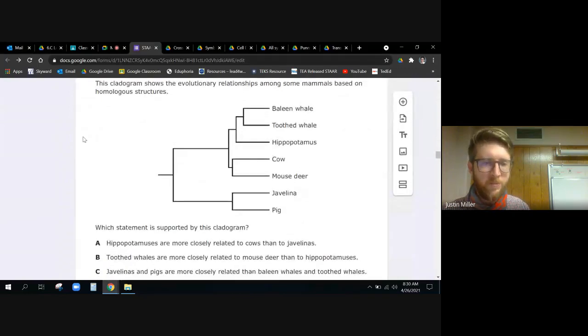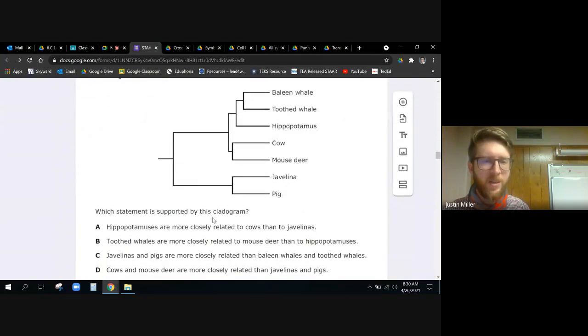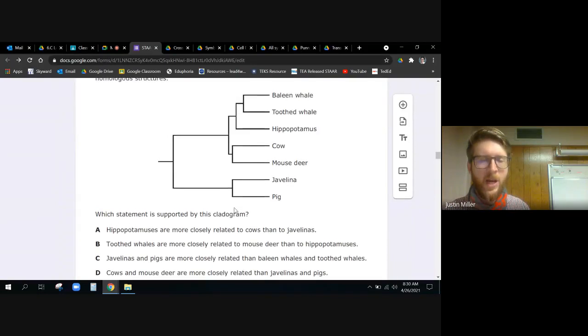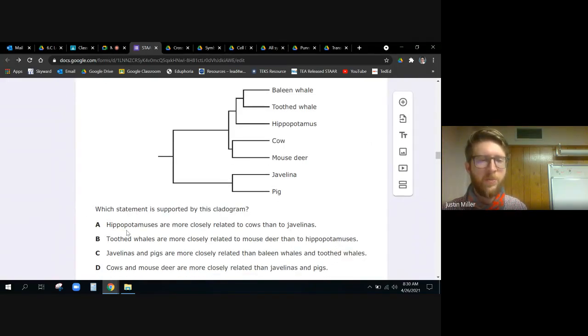Okay. Which statement is supported by this cladogram? This is just a family tree. This just shows you how closely related things are. So let's take a look. The only way to do this is just to look at each answer choice and rule them out.